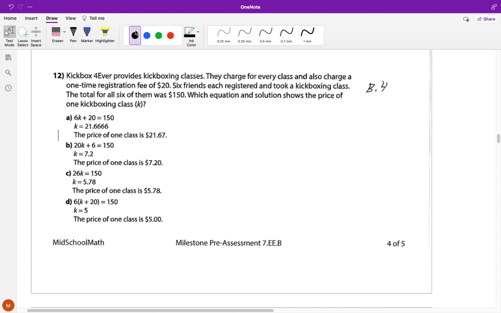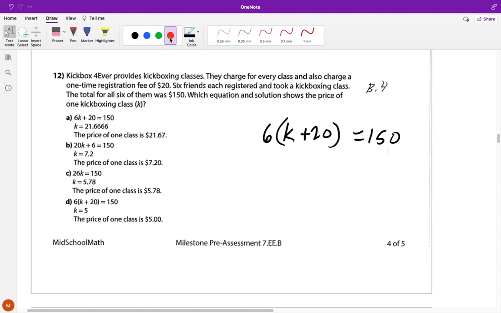6 friends each registered, so that's telling us that they have to pay that one-time registration fee, that they're all registering for the first time, and took a kickboxing class. Total for all 6 of them was $150. So each person is paying for the kickboxing class plus that registration fee. And there's going to be 6 people doing this, and in total, they then spent $150.